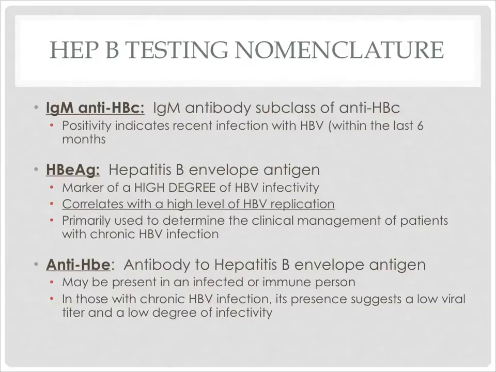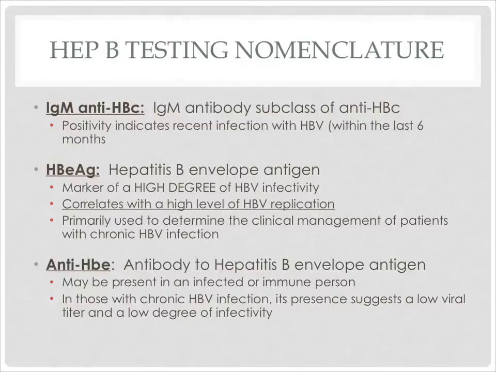With regards to the core antigen, there is the IgM antibody to the core. Having this test be positive indicates that there has been a recent infection of hepatitis B, generally within the last 6 months. So if you're looking at the core and there's a positive IgM with the core, it tells you the infection has been recent.